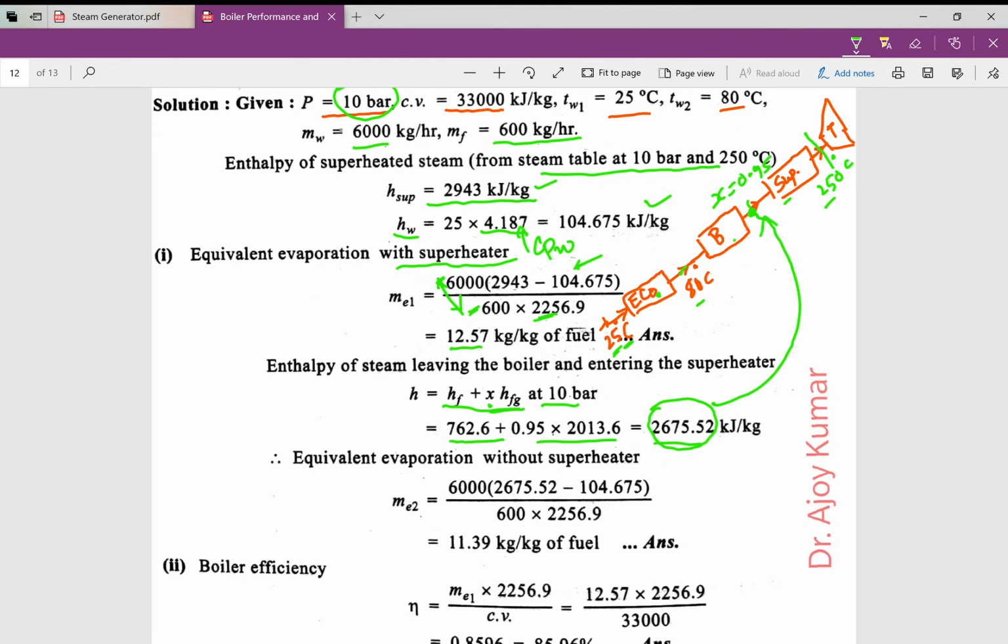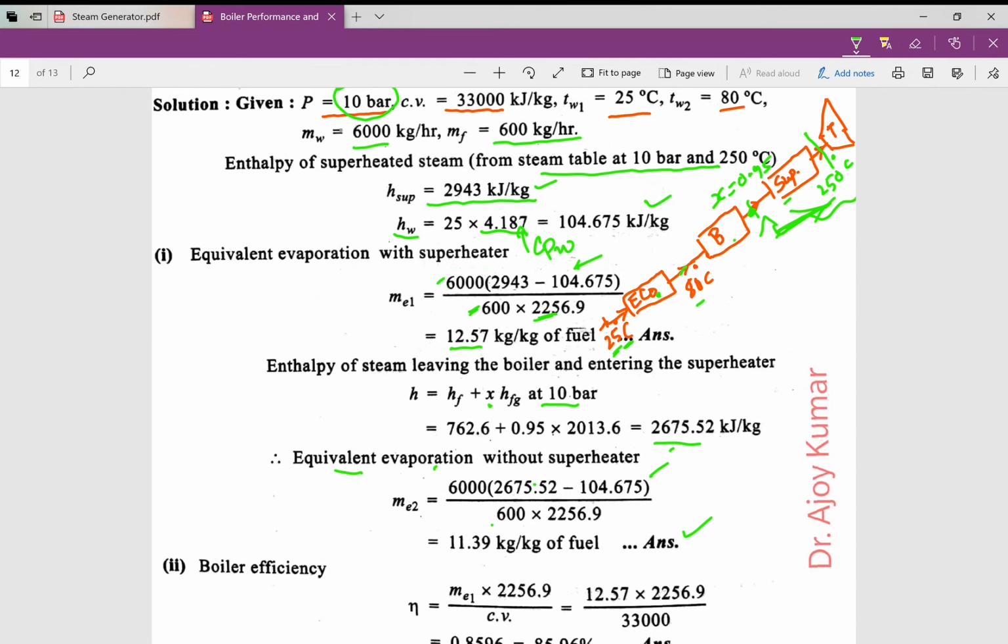Okay, so we can calculate now equivalent evaporation without superheater. This superheater part is now not introduced, this right part. So without superheater we can write same equation. Now it is this value, because superheater is not introduced, so this enthalpy value is written over here and remaining same. So we can calculate without superheater. Now dear students, look at one thing.